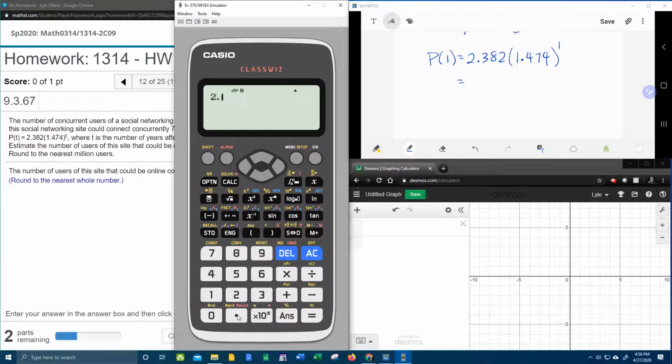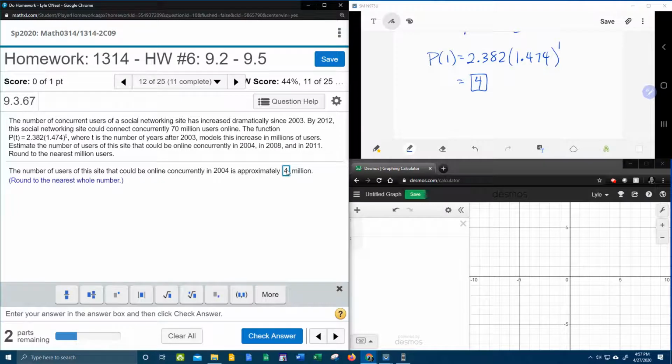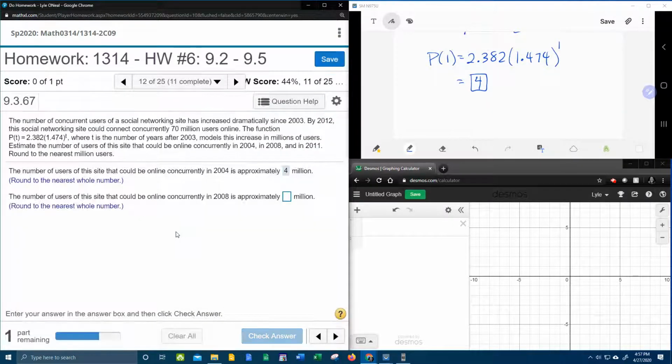We've got 2.382 times 1.474. And how many of y'all understand that I don't have to do the 1 power because anything to the first power is itself? So really I can just calculate that and I get my 3.5, which is going to round up to 4. Remember it said round to the nearest whole number, and that 5 is going to make that 3 become a 4. All right, so let's check and see if I lied to you. Oh, bam.